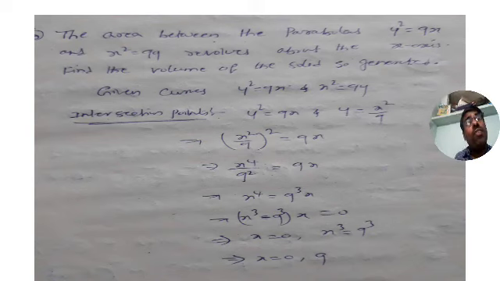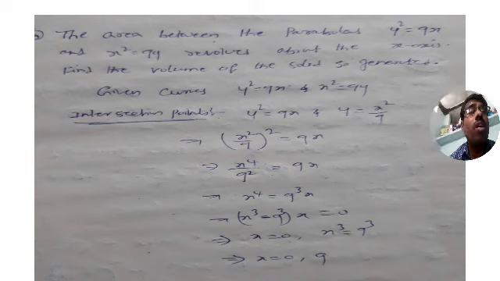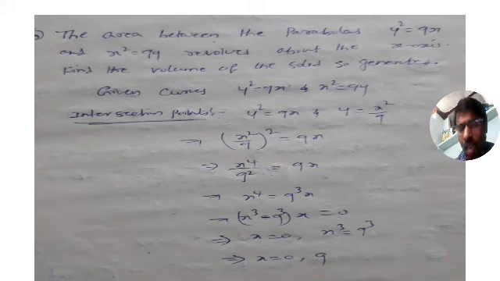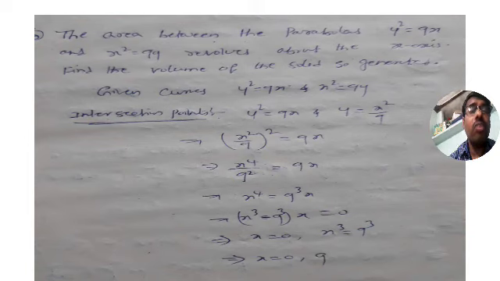Now the area between the two curves, y square is equal to 9x and x square is equal to 9y, is revolved about the x-axis. Then you have to find the volume of the solid so generated. What is the formula? Integration a to b pi into upper curve square minus lower curve square into dx.